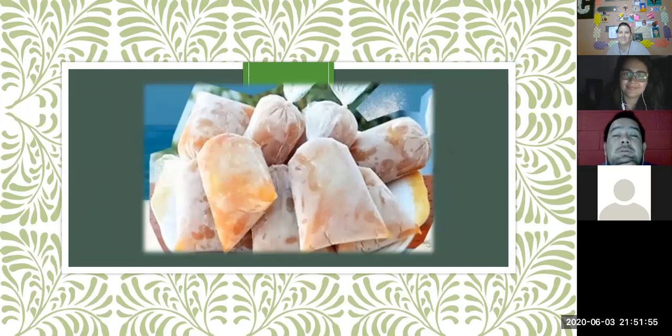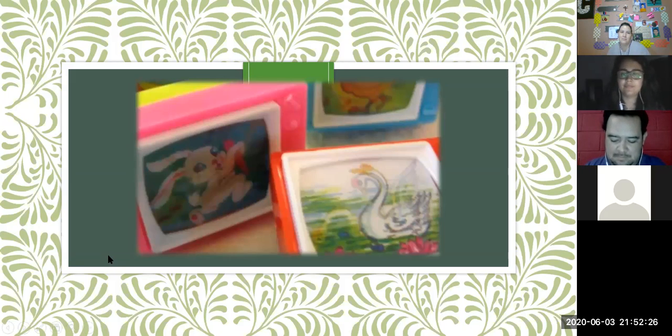Charamuscas. I used to eat topollillos. I used to eat charamuscas. I used to eat coffee charamuscas with milk. In my house, I made them with milk and coffee. It was delicious. Or Coca-Cola charamuscas, remember also. Soda charamuscas, and fruit charamuscas too.